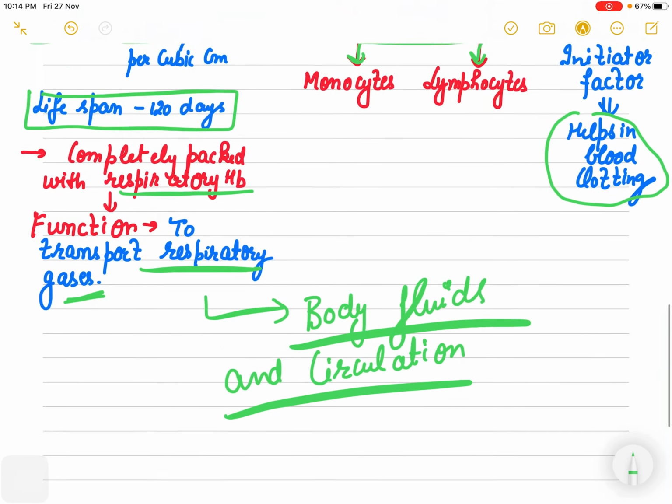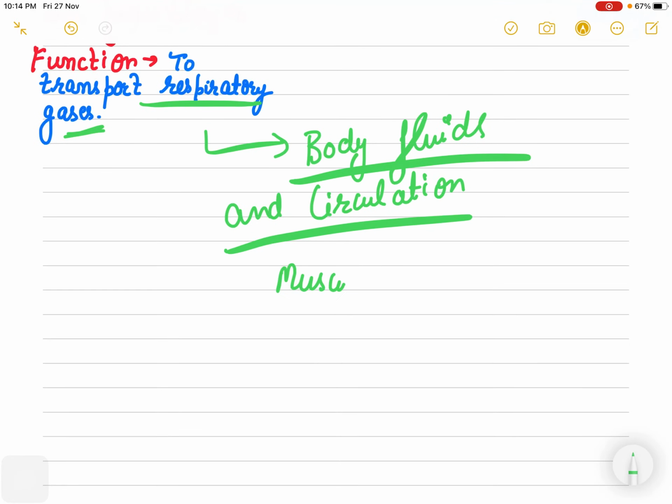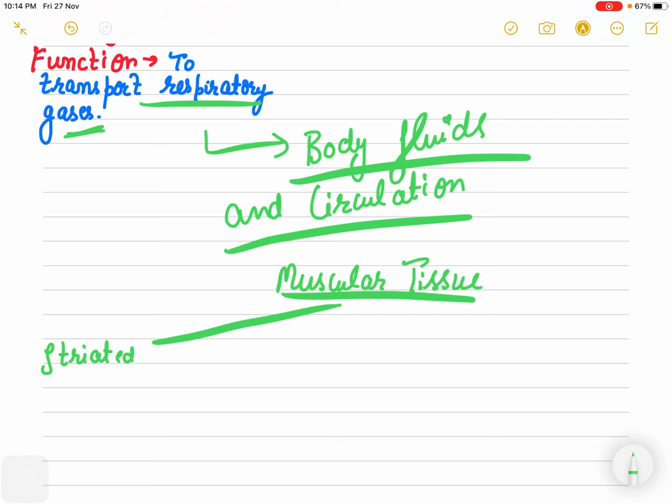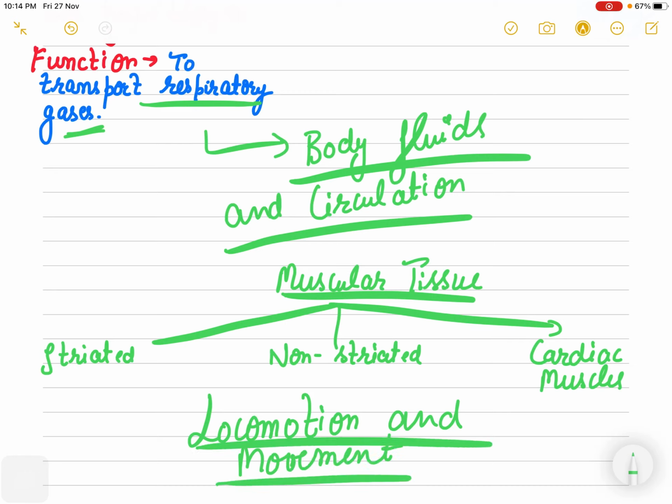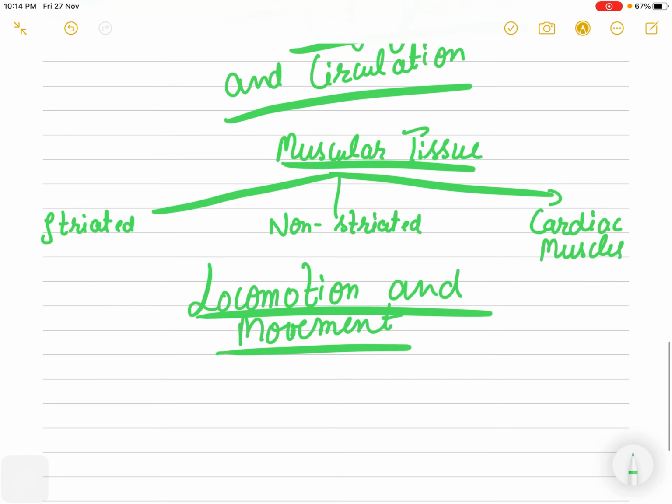So this is the last part, and after this there is the muscular tissue, which has three further types: striated, non-striated, and cardiac. For the explanation of these three muscles, you can go through the videos from the locomotion and movement chapter, and the link is mentioned in the description box, right? You can go through these videos with their structures. We already discussed it in complete detail, right?